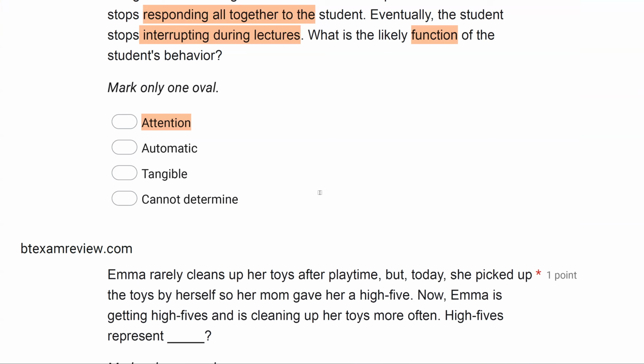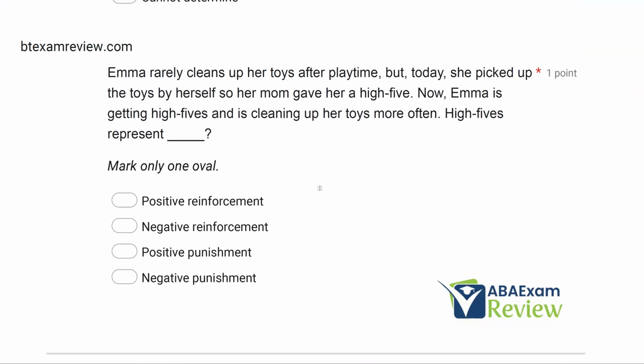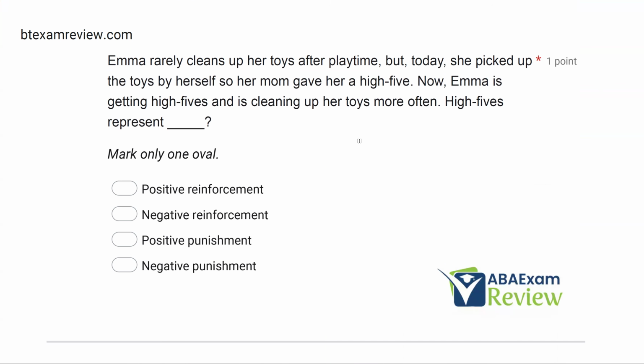Emma rarely cleans up her toys after playtime, but today she picked up the toys by herself, so her mom gave her a high five. Now, Emma is getting high fives and is cleaning up her toys more often. High fives represent what? Straightforward consequence question here, right? We're looking at the high fives, and what are we looking at the high fives relative to? Well, we know Emma rarely cleans up her toys, but she picked up the toys by herself today, so her mom gave her a high five.